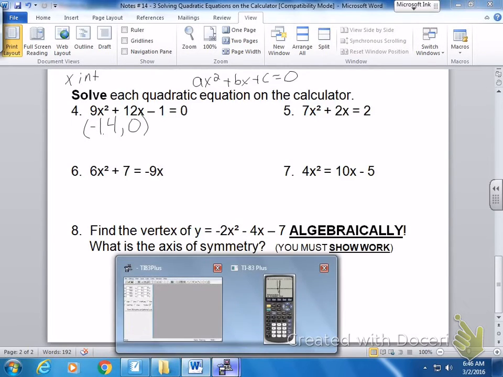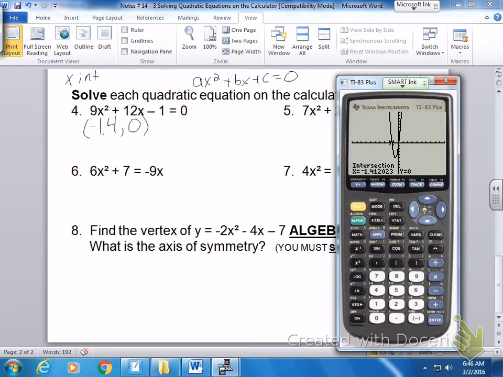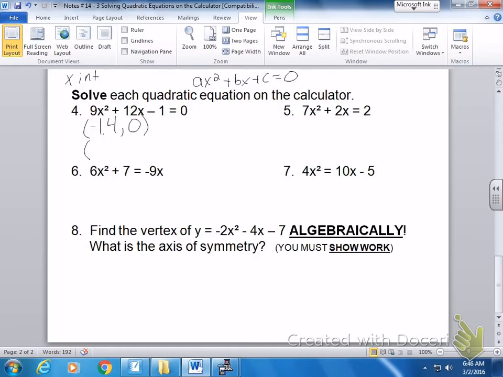Let's do the other one. I'm going to go second trace again, go down to 5 or hit 5. I'm going to go over to my other intersection. I'm going to hit enter 3 times. This one's also a fraction or a decimal. It looks like I got 0.078. Well, since it's down that far, I want to at least get one significant digit. So I'm going to round that to 0.08. But I'm not going to kill you on rounding, comma 0. So there's your solutions, no big deal.